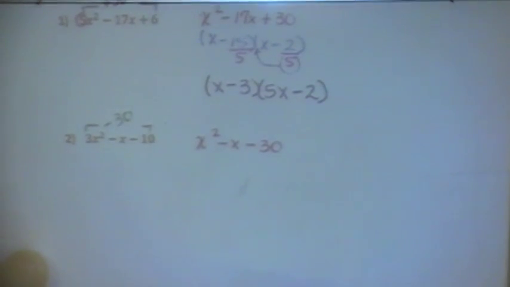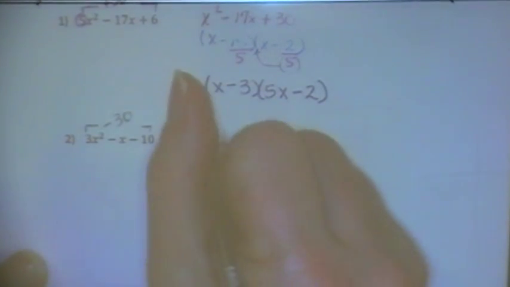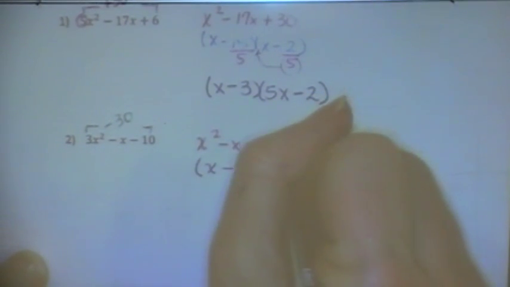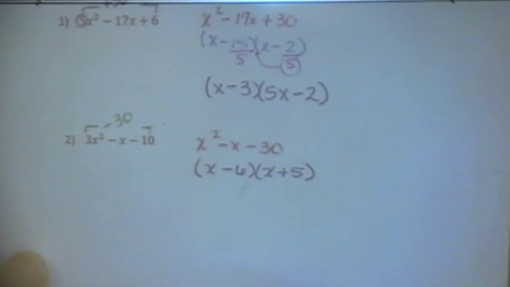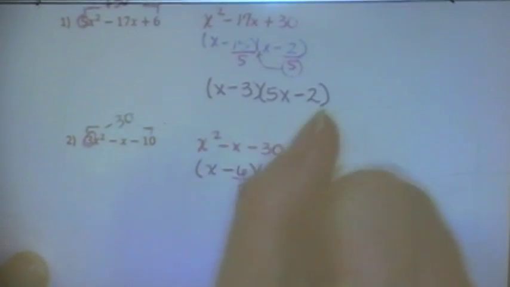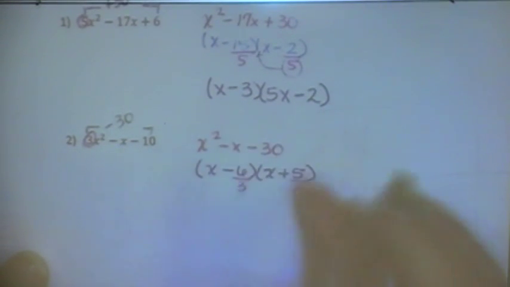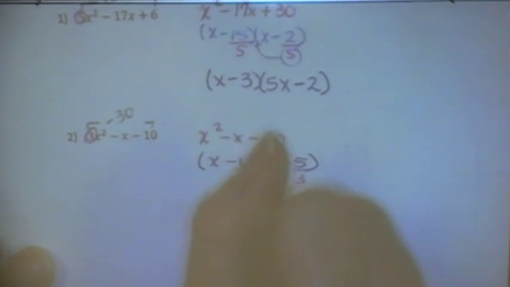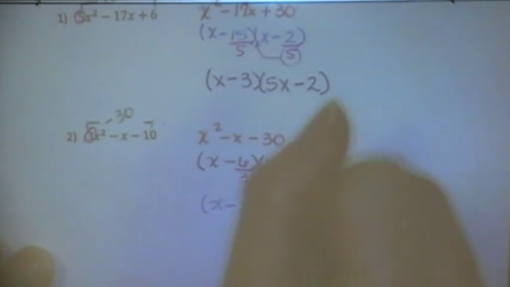Factor that trinomial if you can, and it does. X minus 6, x plus 5. You can use a factor sum chart if you need to. Gotta bring back that lead coefficient. Simplify it if it can. This one doesn't, but I can bottoms up.